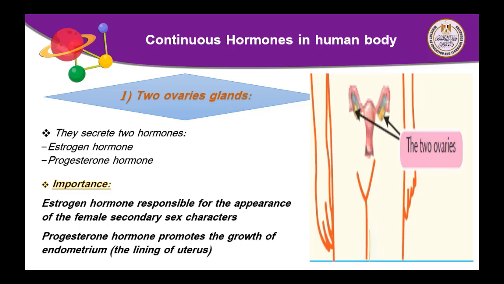The progesterone hormone promotes the growth of endometrium. What is the meaning of this? This means that each one has a special function. Estrogen: appearance of secondary sex characters, such as softness of sound in female, while progesterone hormone promotes the growth of endometrium. Endometrium is the lining of the uterus.